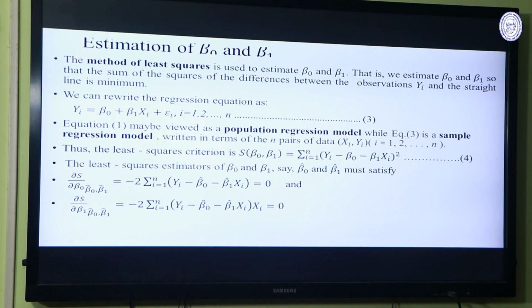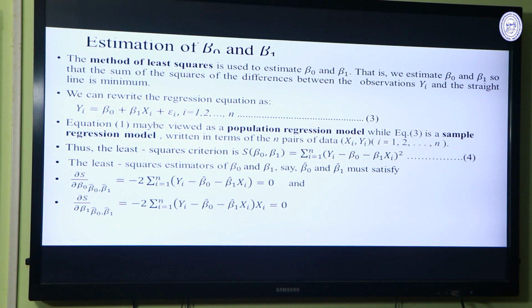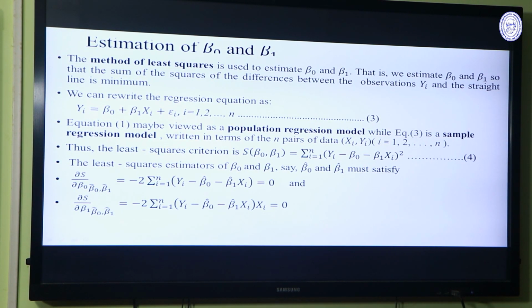That is, we estimate beta 0 and beta 1 so that the sum of the squares of the differences between the observations yi and the straight line is minimum. The basic purpose of our model is to find out the relationship between y and x. If we know the exact relationship between y and x, then for certain values of x which we do not have right now, we can predict what will be the value of y. So, that is our purpose.